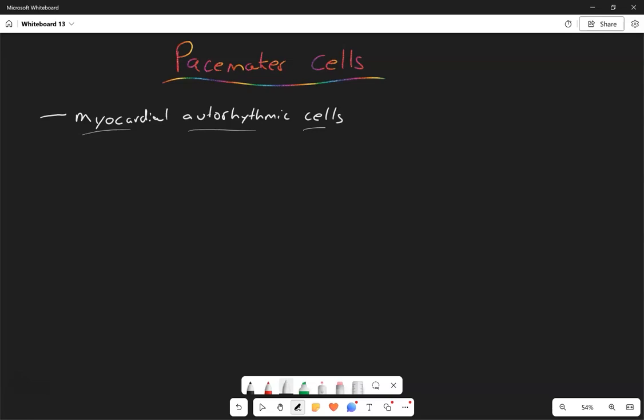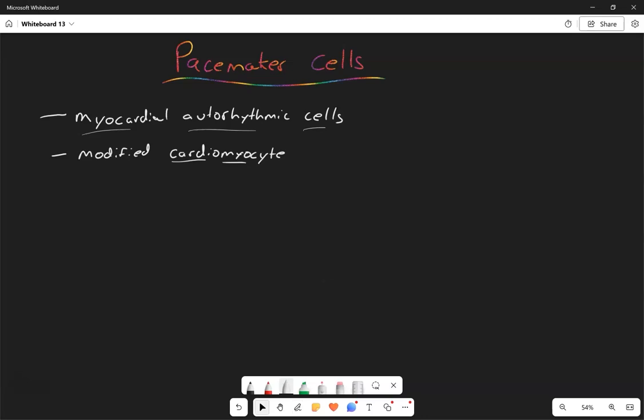All right, now these autorhythmic cells are very special because they are modified cardiomyocytes. Okay, so that's where the myocardial comes from. So I'm just going to write that down so that we know that. These are modified cardiomyocytes. And remember, a cardiomyocyte is a muscle cell of the heart. So these are modified muscle cells. These are not nervous tissue. This is cardiac muscle tissue.